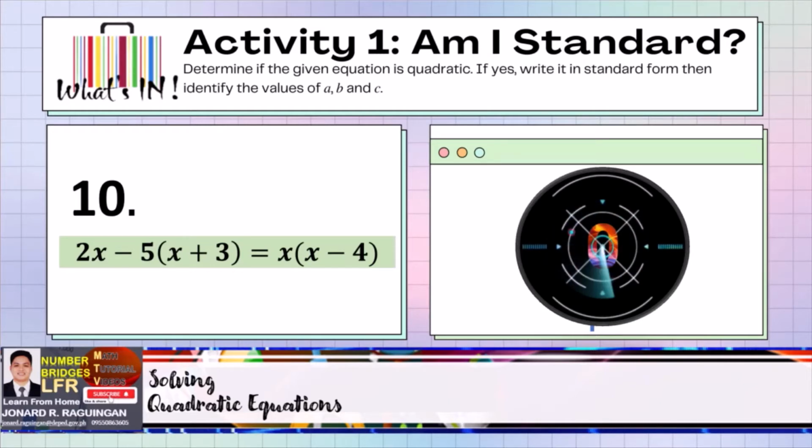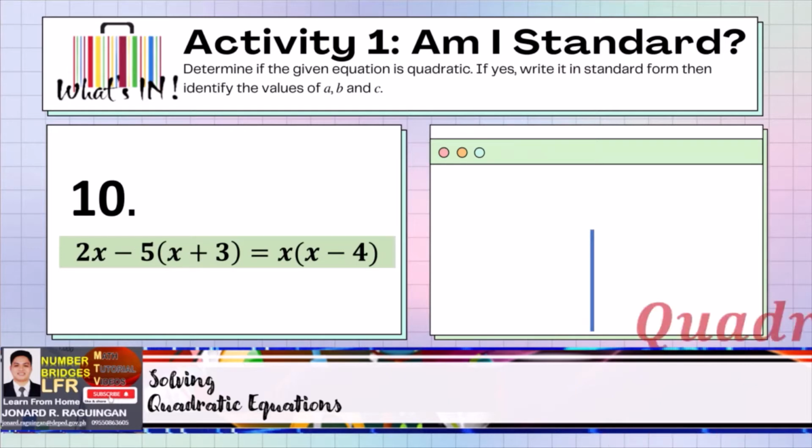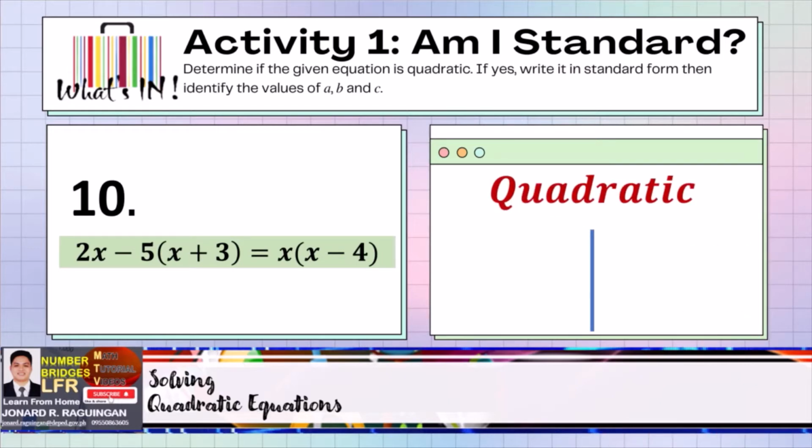The correct answer is quadratic. Very good. You got the correct answer. And its standard form is x squared minus x plus 15 is equal to 0. The values of a, b, and c are as follows. A is equal to 1, b is equal to negative 1, c is equal to 15.